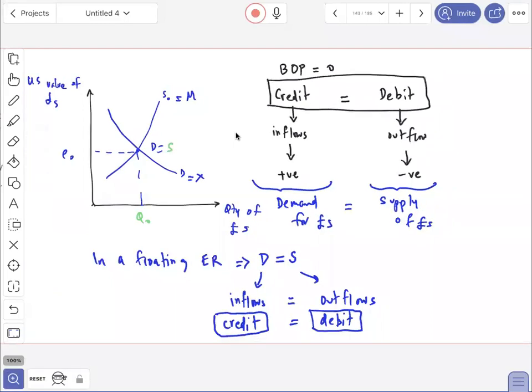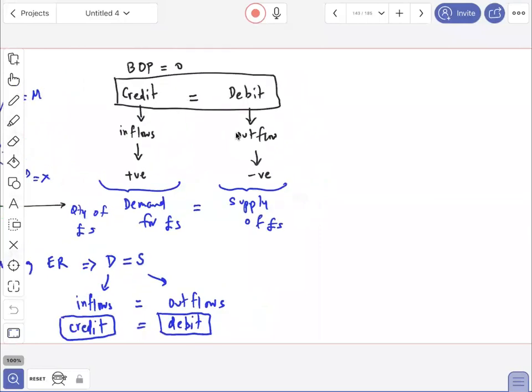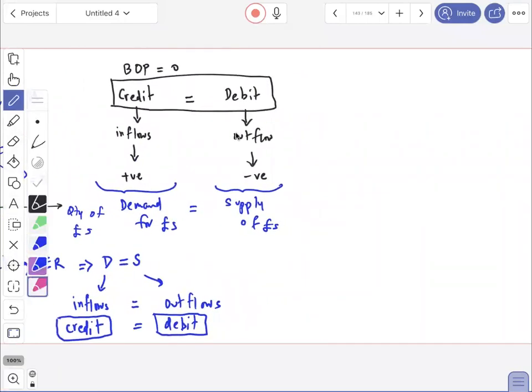So let's look at some cases of this scenario and see how it balances to zero. What if, let's say, interest rates go up? Let's call the interest rate R, and R goes up. If interest rate goes up, what happens in an economy? Hot money flows into the economy.